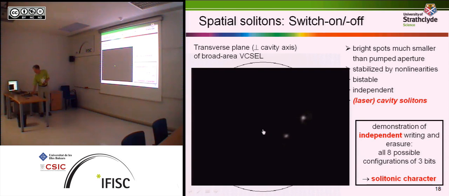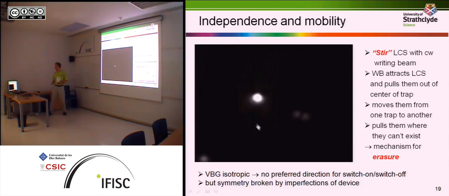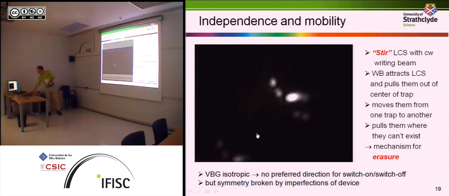So again, writing the first one, injection off, survives, second one, third one, erase that one, setting this pair which didn't exist alone before, erasing that and erasing that. That shows that, independent of each other, they have some solitonic character.